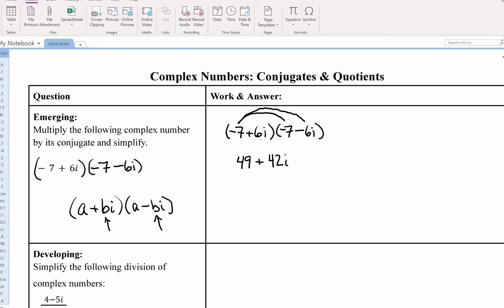And then I multiply 6i times each of those. So 6i times negative 7, that's minus 42i. And finally, a positive 6 times a negative 6 is negative 36, i times i is i squared. Now, these two are just opposites of each other. So when you add a number to its opposite, you get 0. Those just cancel each other out. So I've got 49 minus 36.